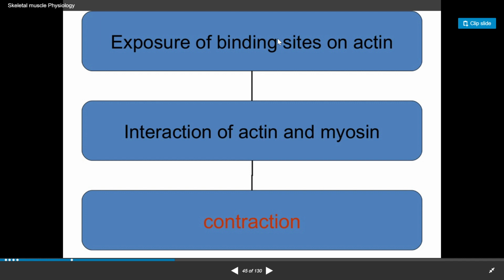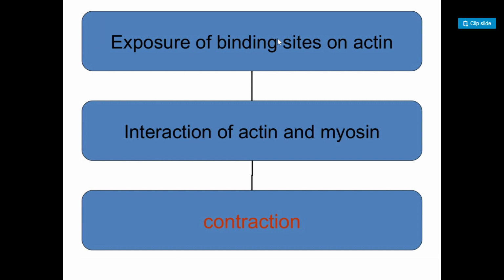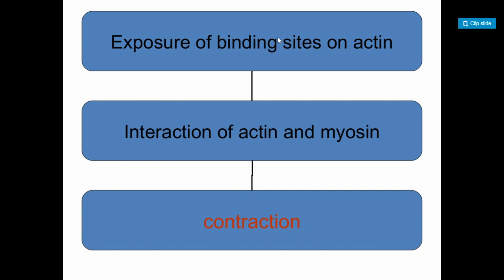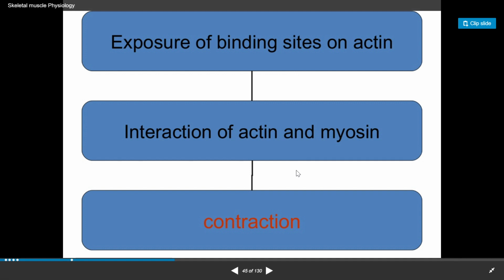Then once the ATP molecule comes and attaches to the myosin head, the myosin and actin cross bridge is removed, and the myosin head comes to its original position. You can see that in the next slide.